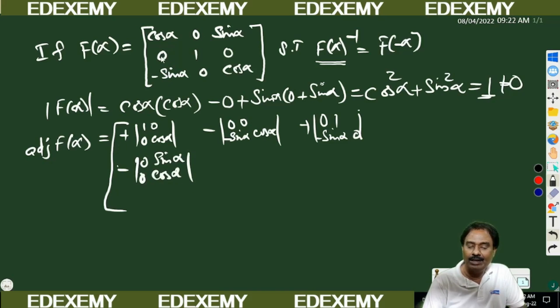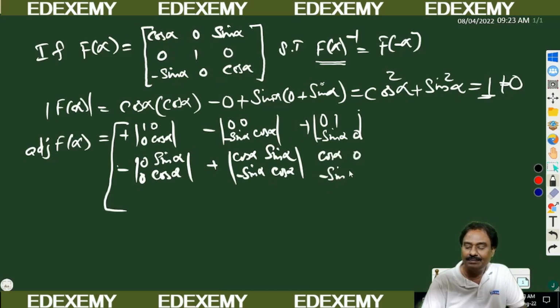Now minus will become plus, therefore you leave that row and column, you will get cos alpha sin alpha, minus sin alpha cos alpha. Now the next one, plus will become minus, you leave that row and column, cos alpha 0, minus sin alpha 0.